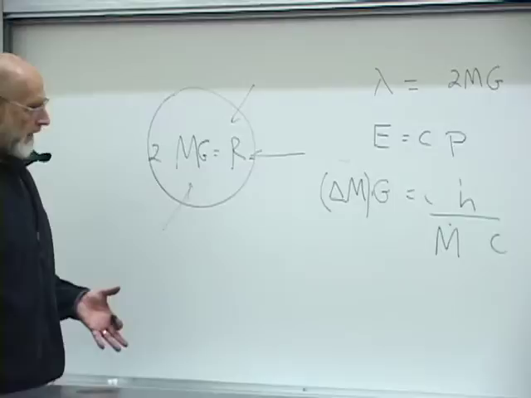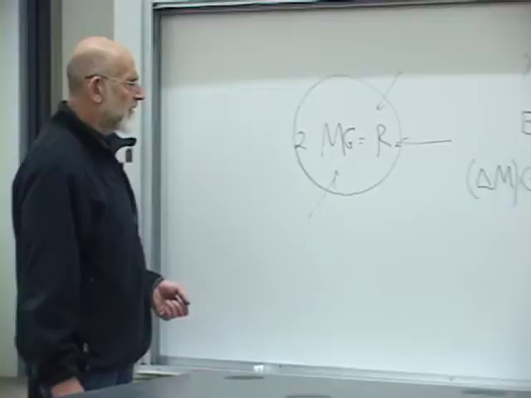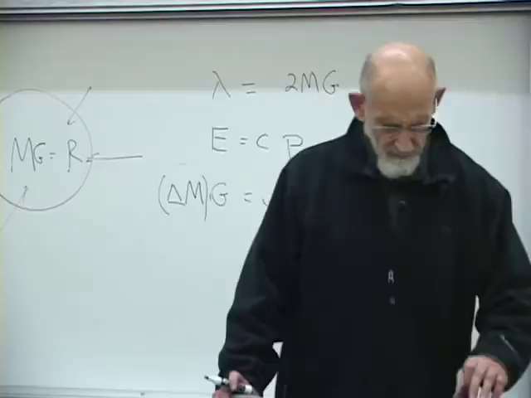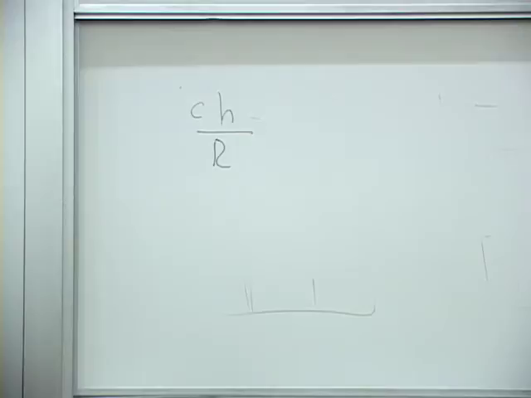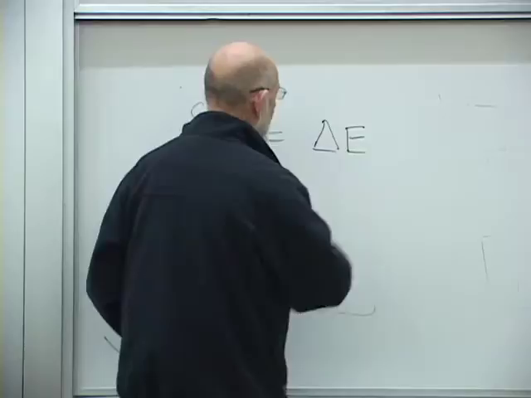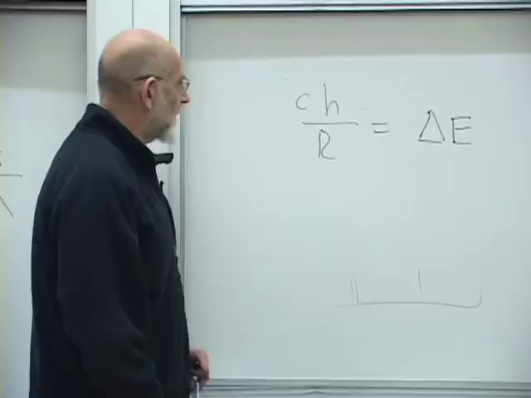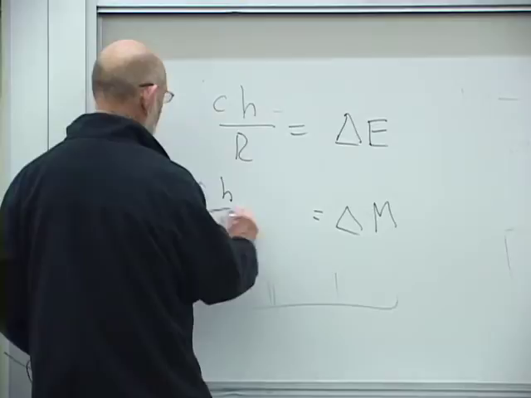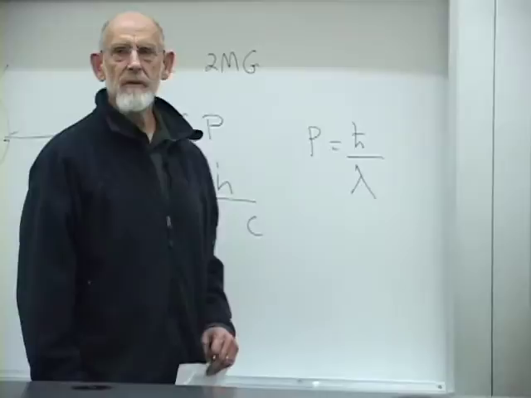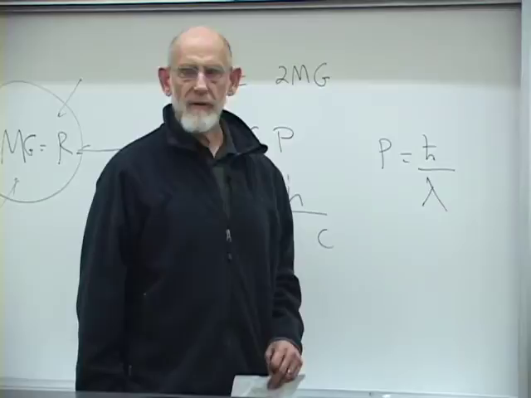Did I do that right? Well, I don't think the C should be there. The wavelength over the Schwarzschild radius. Hc over the Schwarzschild radius is the change in energy. That's delta E. E equals mc squared. So if I want the change in mass, I think I want to divide it by c squared. The change in mass is equal to h over rc. Agreed? Have I confused you thoroughly? Okay, good. That's the change in mass.